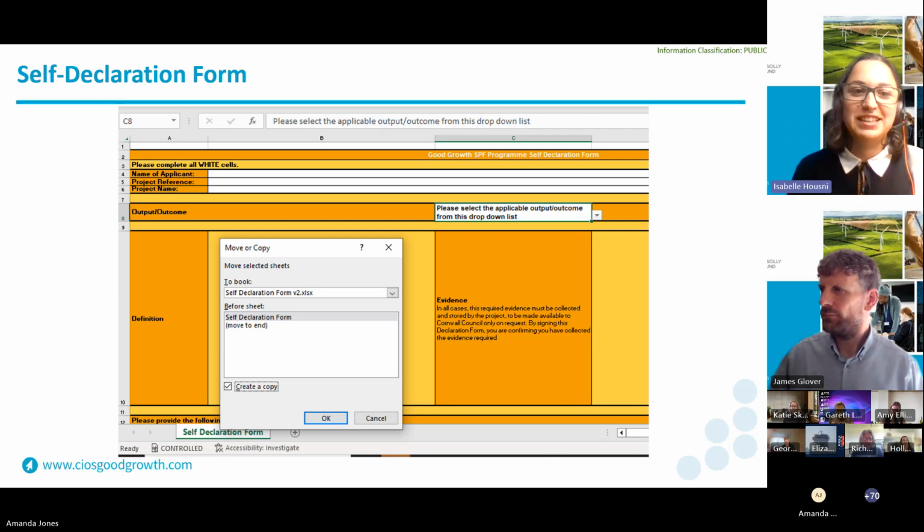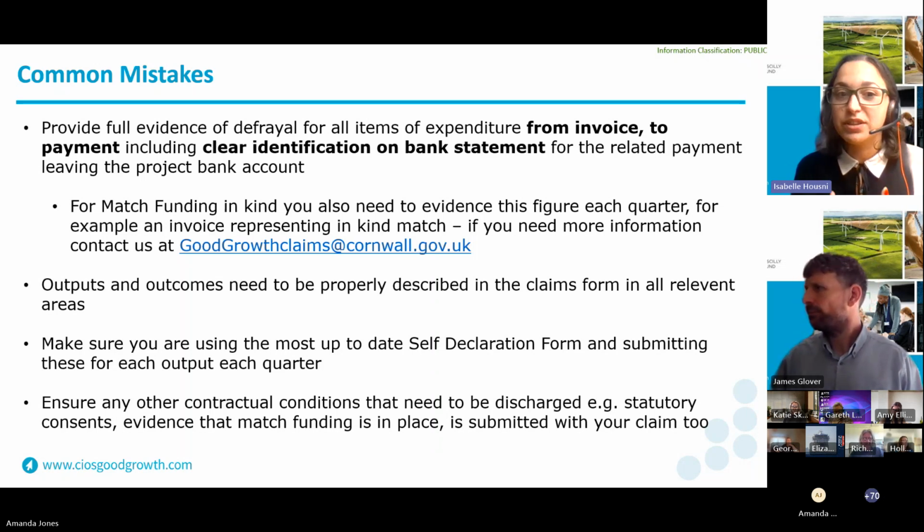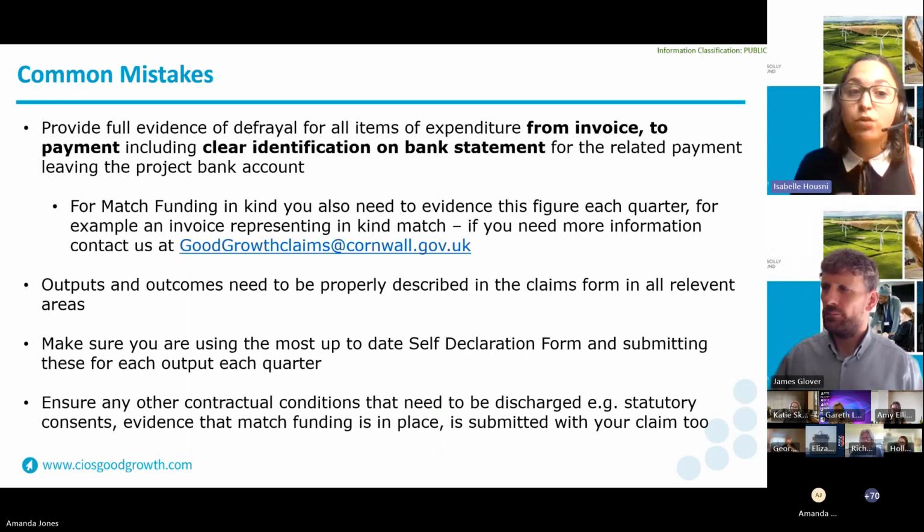Next slide, please, Amanda. So now we've gone over the claims form and the self-declaration form, we'll go over some of the common issues that we see with claims forms that can prevent a claim being paid on time. In order to get paid as promptly as possible, please provide full evidence of defrayal for all items of expenditure, from invoice to payment, including clear identification on the bank statement for when the related payment leaves the project bank account. Additionally, for match funding in kind, you also need to evidence this figure each quarter, and this can be giving us an invoice representing the in-kind match.